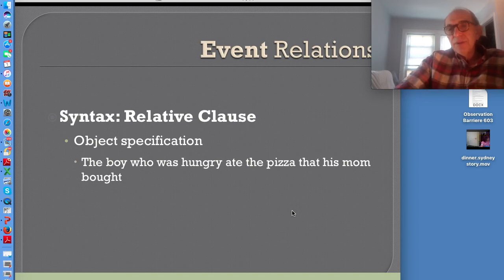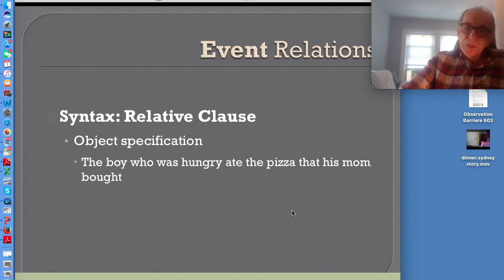His mom bought. See, that's the that and the who. Well, the that and the who really are complementizing pronouns. They complement. They make a complement. They allow the sentence complement to be attached to either a noun or a verb. They're connectors. That, and the that doesn't even have to be there. I think it would work without it. Let's see. The boy who was hungry ate the pizza his mom bought. You can say it with or without the that, right? In any event, the syntax is relative clause syntax. The content category is object specification.